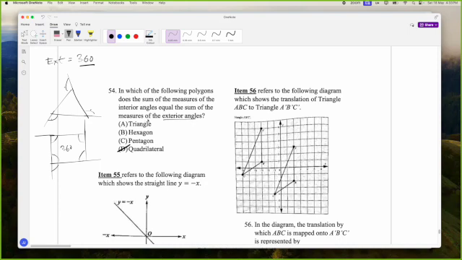So when they say the measures of the exterior angles, it has to be 360 degrees. Once they say exterior, no matter the polygon, your exterior angles will always be 360.